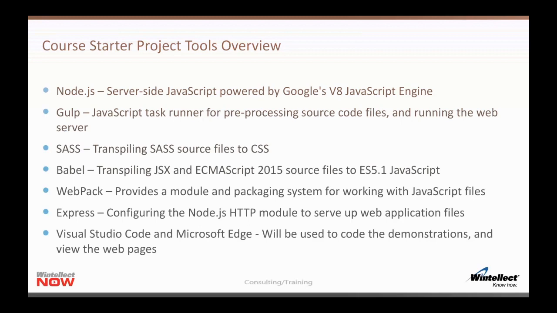And finally, for all of our development and testing here, we're going to be using Visual Studio Code and Microsoft Edge. Visual Studio Code is one of the latest developer tool offerings provided by Microsoft. It's actually a really, really nice editor, very similar to things like Atom and Sublime and Brackets. And then we'll take a look at Edge, and we'll take a look at some of the developer tools that are available with it as we work through our demonstrations and view the web pages.